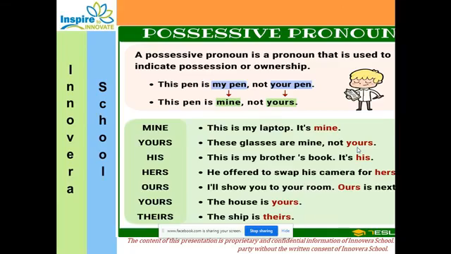Correct? See the next one, his. This is my brother's book. It's his. So here his is a possessive pronoun. Correct? Next is hers. He offered to swap his camera for hers. Swap is exchange. So he offered to swap his camera for hers.